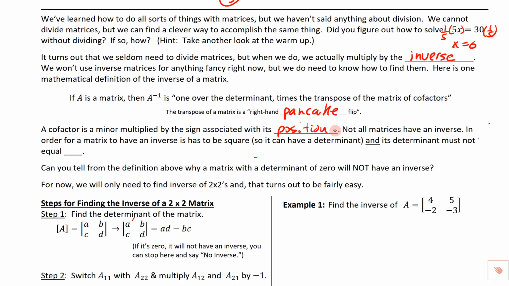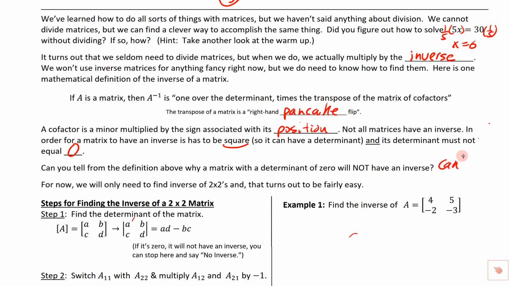In order for a matrix to have an inverse, it's got to be square so that it can have a determinant, and its determinant must not be equal to, well, if you look at the explanation right here, it says 1 over the determinant. So we're going to take 1 and divide it by the determinant. So whatever the determinant is, we're basically going to do a little reciprocal there. So can you tell what it can't be? Well, it can't be equal to 0. So can you tell why it wouldn't be equal to 0? That's because we can't divide by 0.